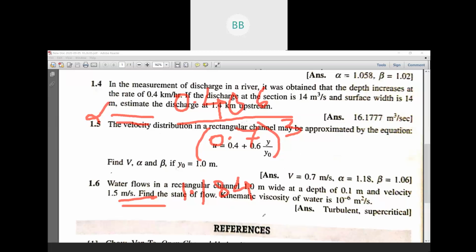So if you have calculated that alpha, then you go for the beta value. Use the expression for beta for a rectangular channel and try to calculate the value. It is very similar to your alpha, but here in the beta equation you don't have a cube, you have a square. So you have to use the (a plus b) whole square formula, that is a squared plus b squared plus twice ab.